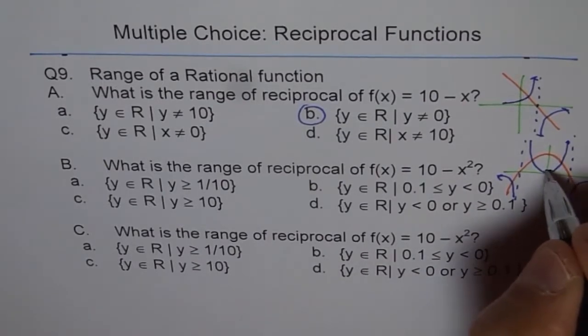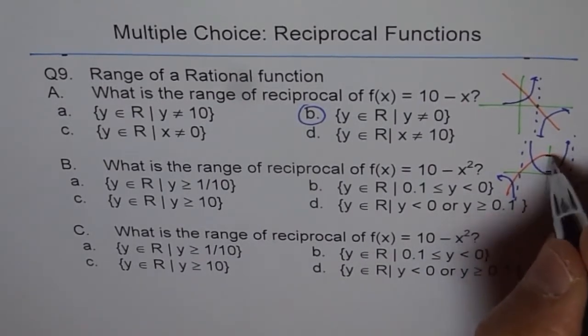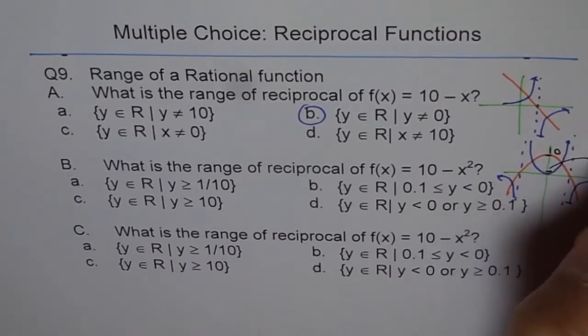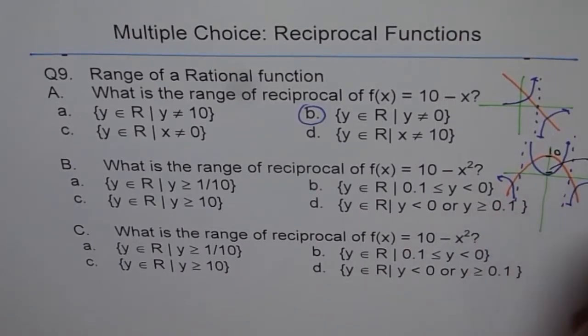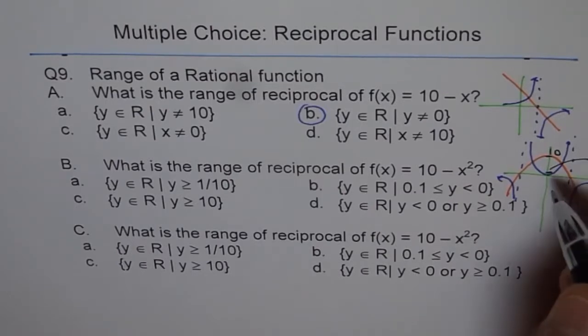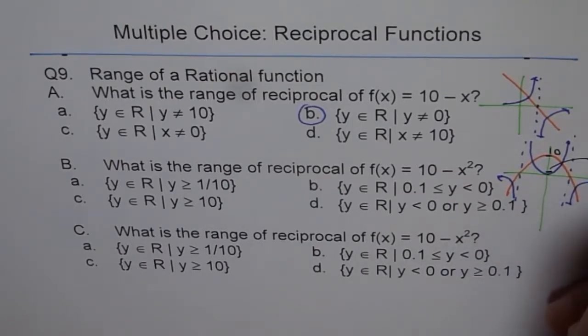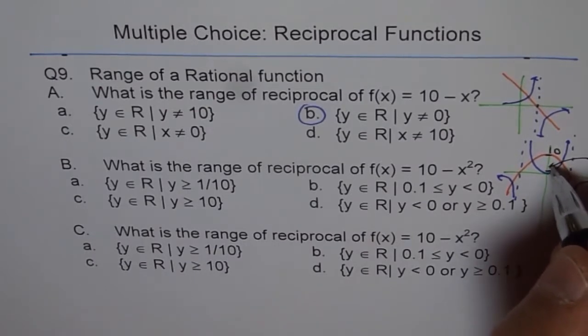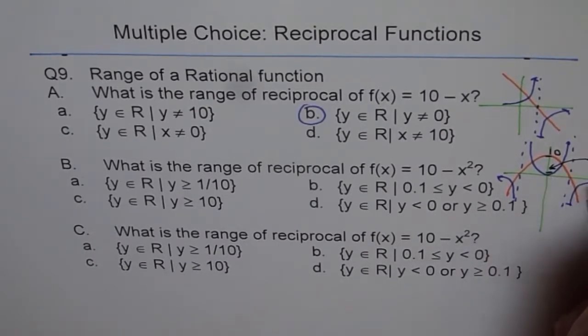But what is my bottommost point? If this is 10, then that should be 1 over 10. Do you see that? 1 over 10, right? It seems as if it is touching the x-axis. 1 over 10 is very close to it. So I'm specifically writing that my local minimum here is 1 over 10, correct? And therefore, my range is less than 0 and greater than 1 over 10.